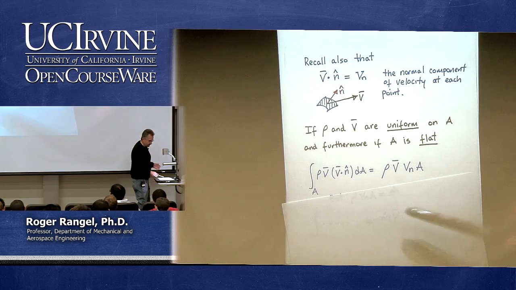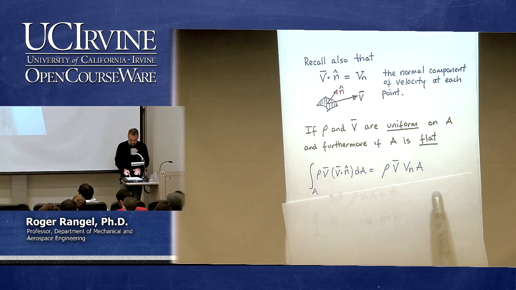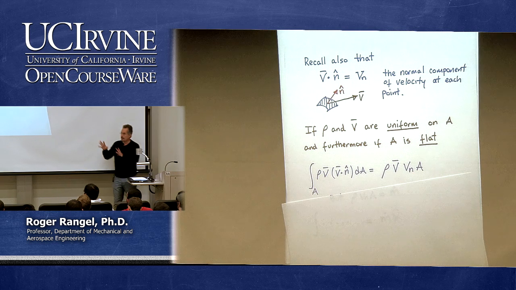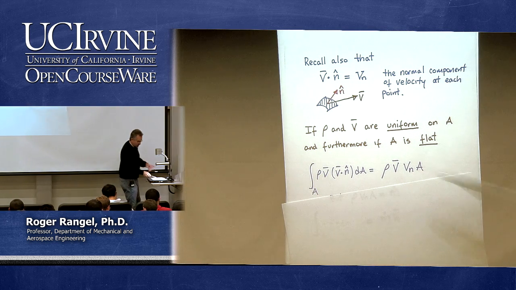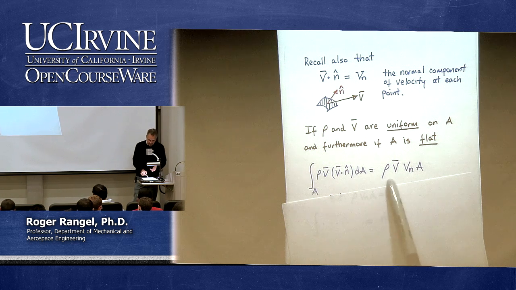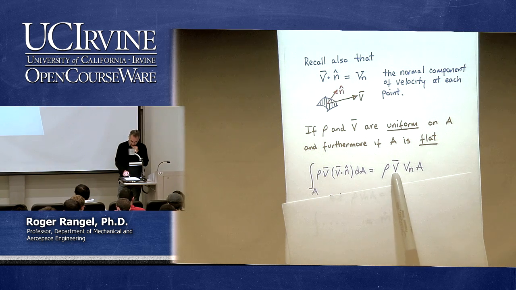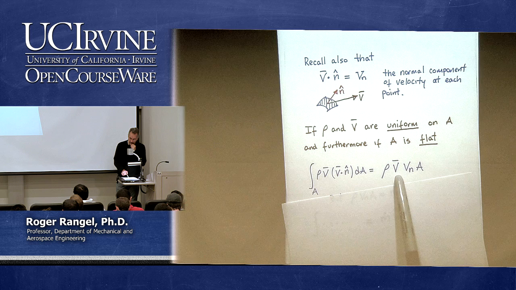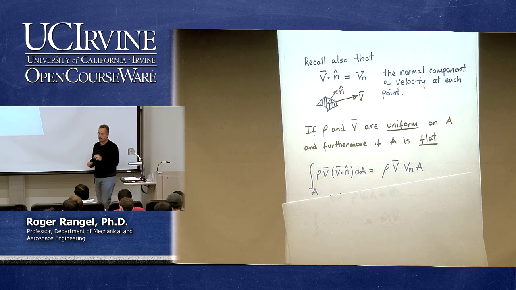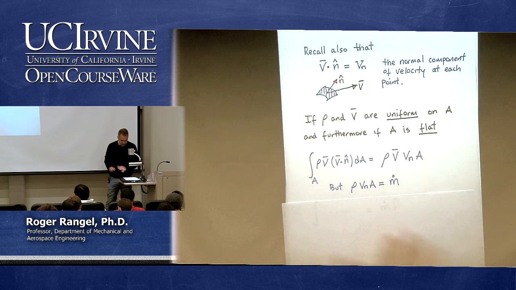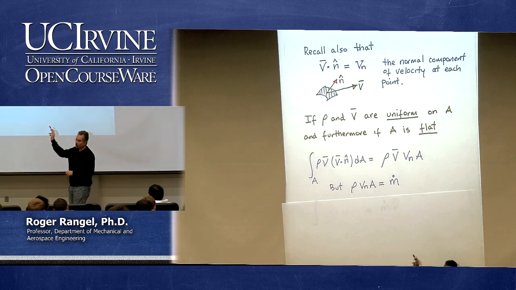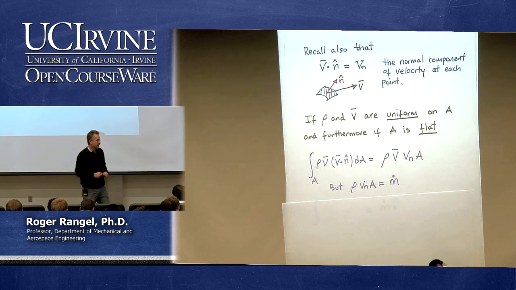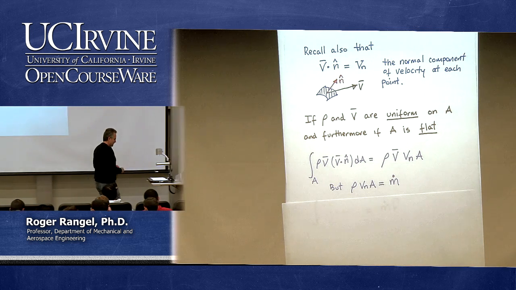So here is a simplified version of the flux term in the Reynolds transport theorem for such an area. It will just be rho times the velocity as a vector times the normal component of the velocity times the area. But of course, I also know that through that spot, the product of density times normal velocity times area gives me the mass flow rate.